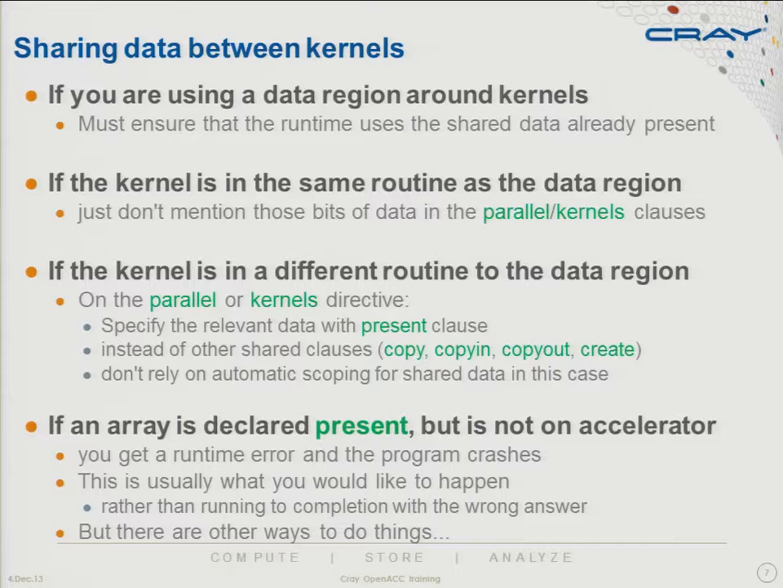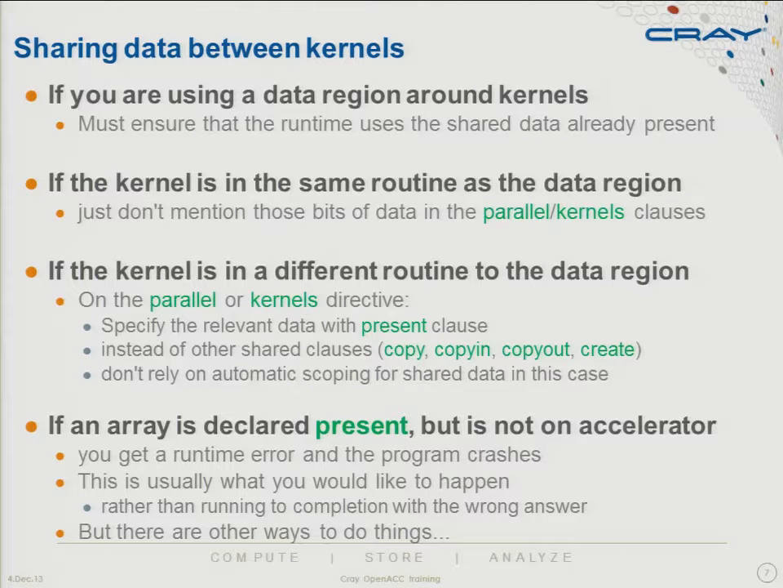This is what we've been talking about before. This was to do with present: if you want to share data between kernels, then instead of saying copy, copy in, copy out, create, you just use present. And then it has to be there on the GPU, and it will use the version that's on the GPU. It will check whether it's there. If it's not there, you get a runtime error.